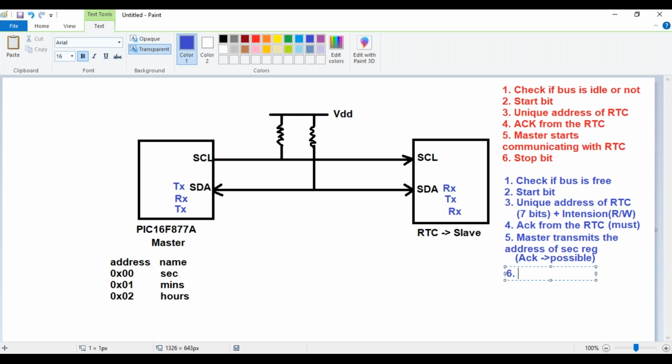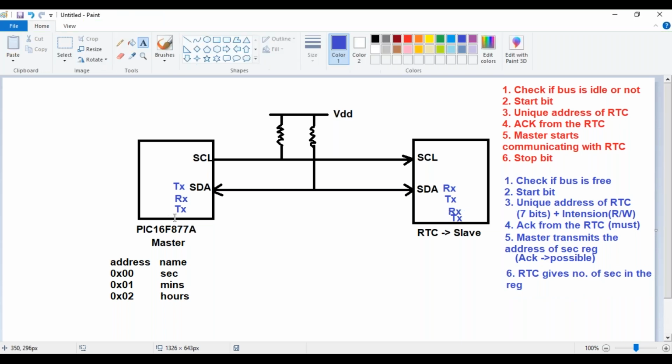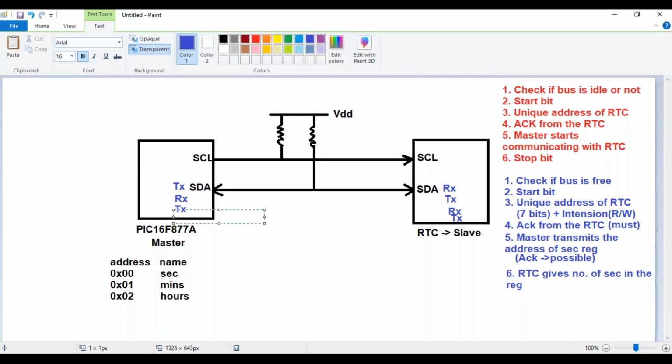What will your slave do? It is going to send the number of seconds in the register. Okay, so the RTC gives the number of seconds in the register. Now who is the transmitter this time? Yes, it's the RTC being the transmitter and the master being the receiver. So the RTC transmits the number of seconds and your master is going to receive the number of seconds.